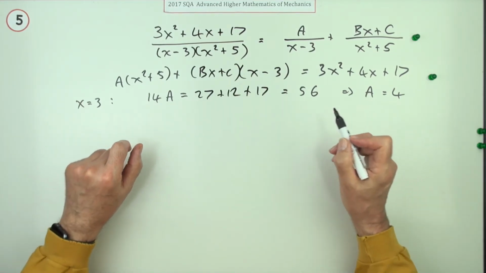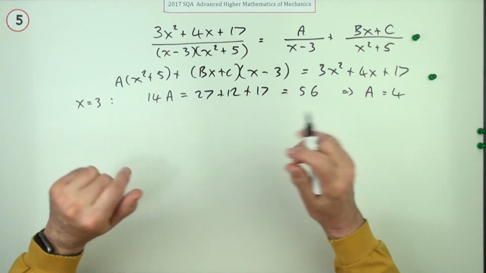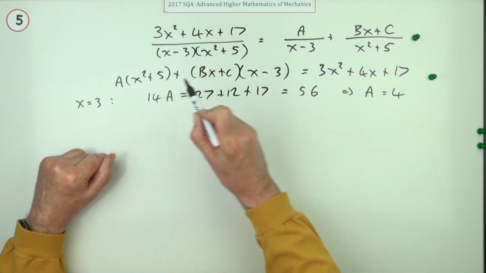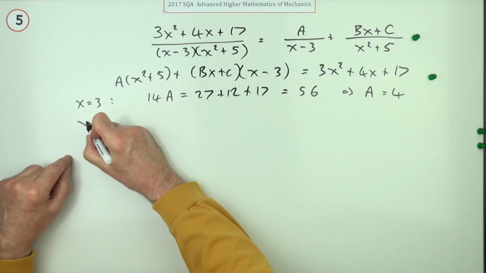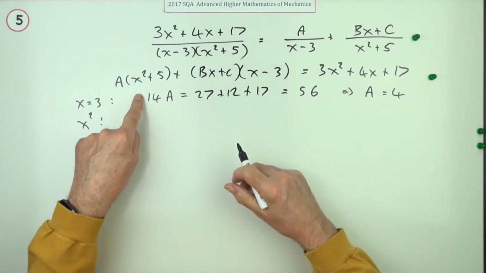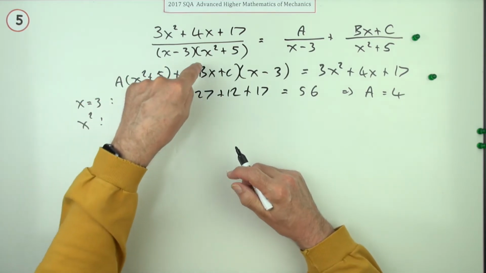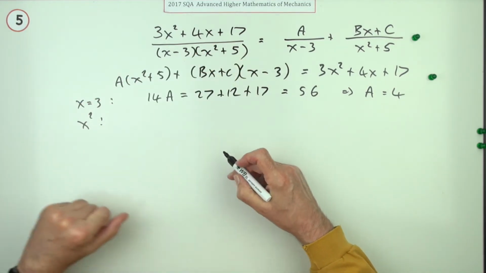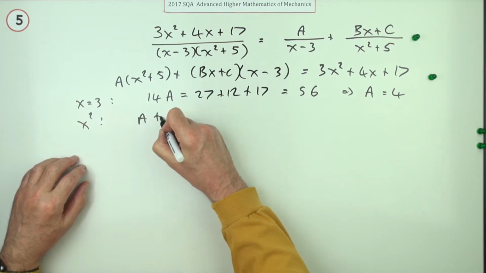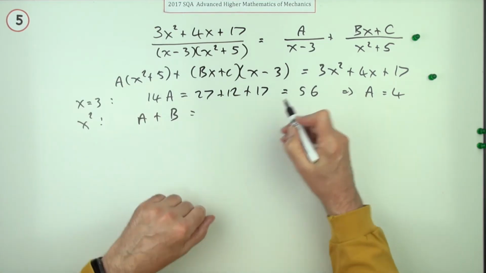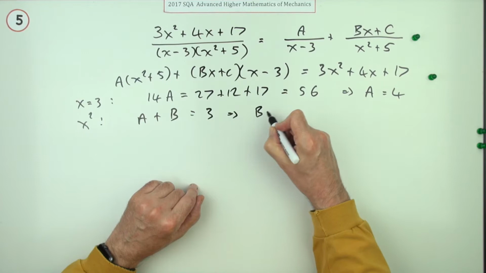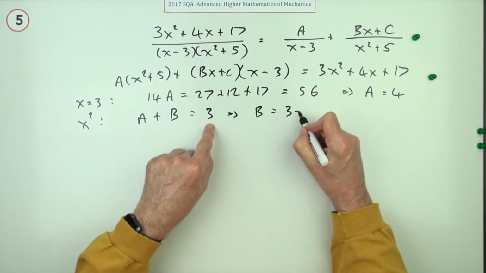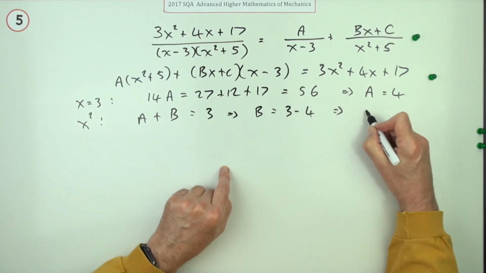So I'll say now for the next part, rather than put in some other numbers and get simultaneous equations, the x squared terms on both sides must be the same. On this side, the x squared terms are ax squared and bx squared, so I've got a plus b lots of x squared on this side. This side has got 3, so straight away I get b. b will be 3 minus the a, so b is negative 1.